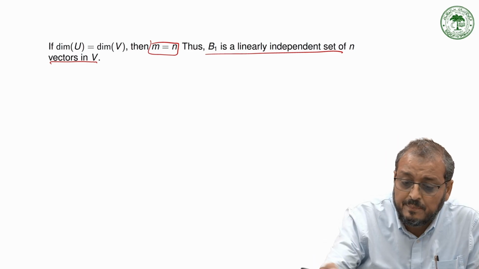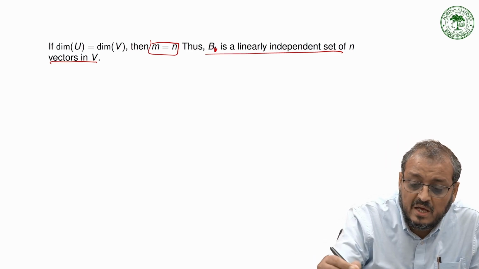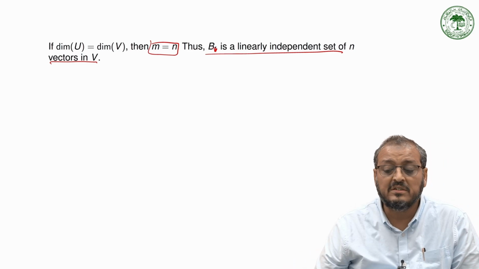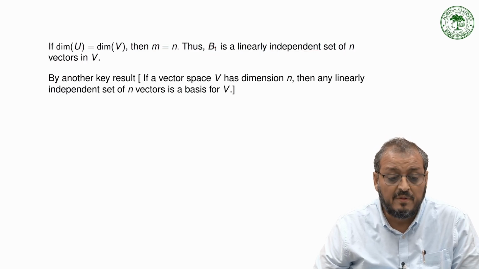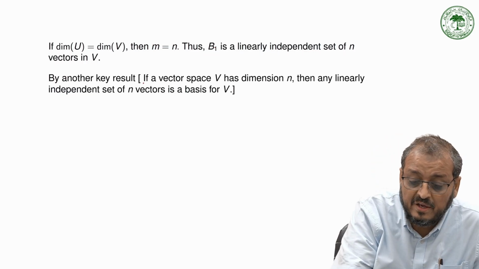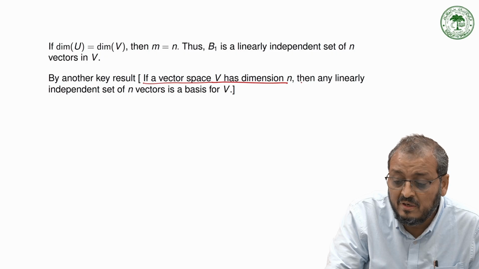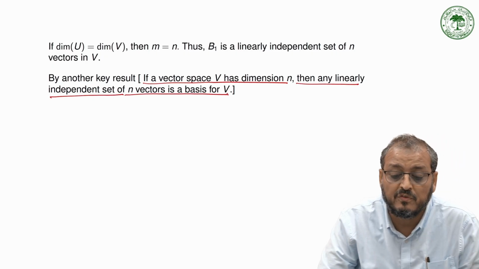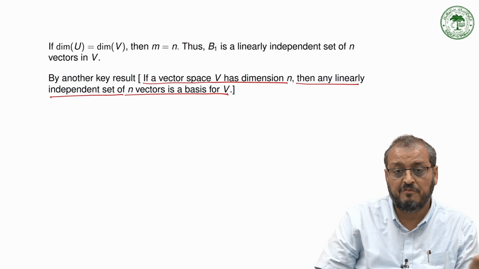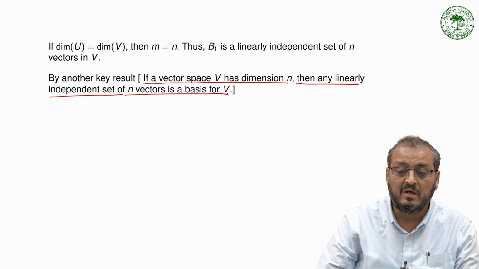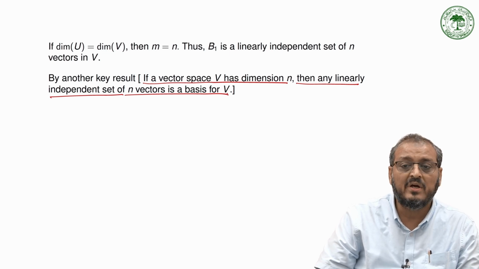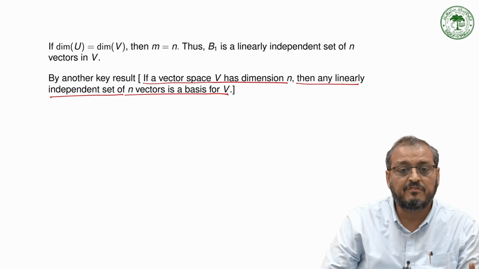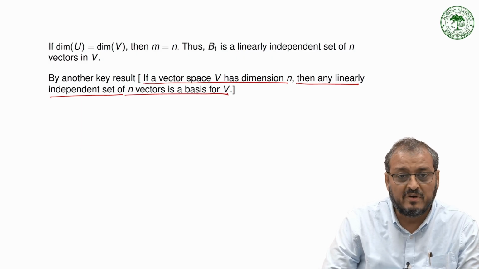So this is B, we can just say not B1. B is a linearly independent set of n vectors in V. By another result, if a vector space V is n dimensional, then any linearly independent set of n vectors is a basis for V. So last class we proved that any linearly independent set of n vectors is a basis for a vector space V.